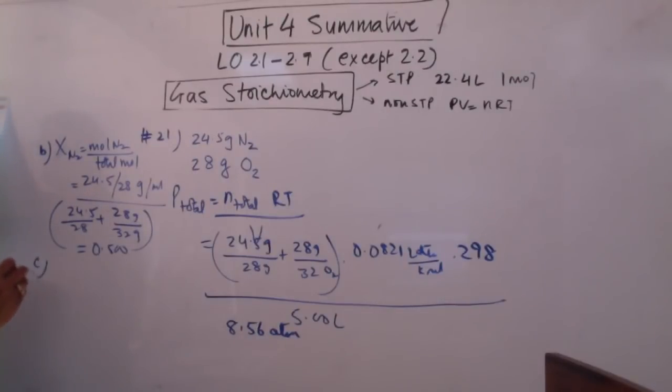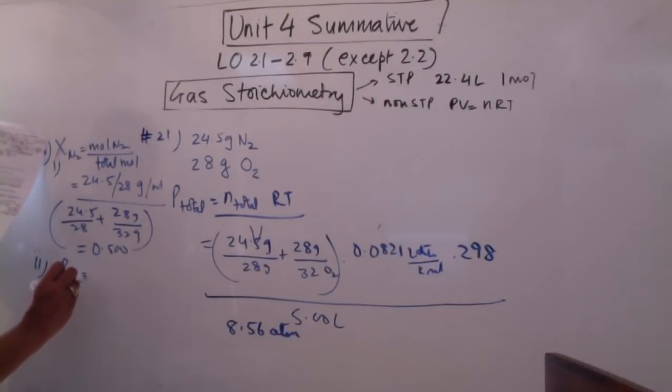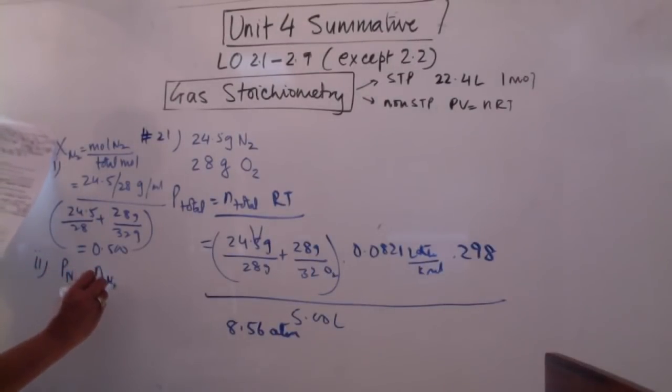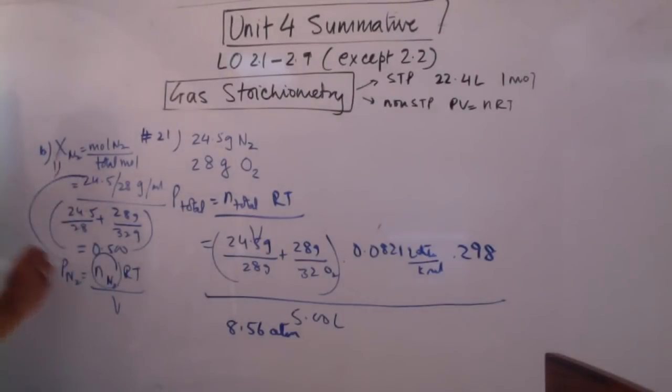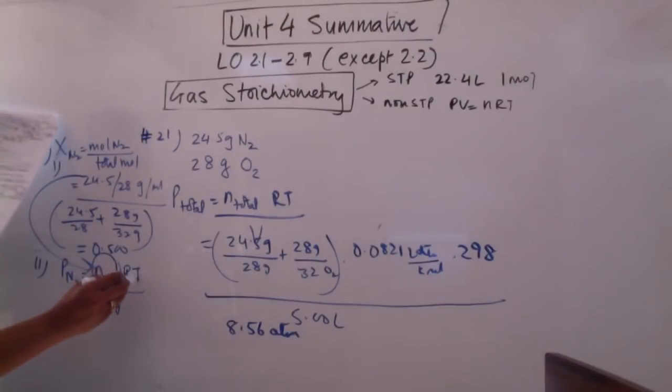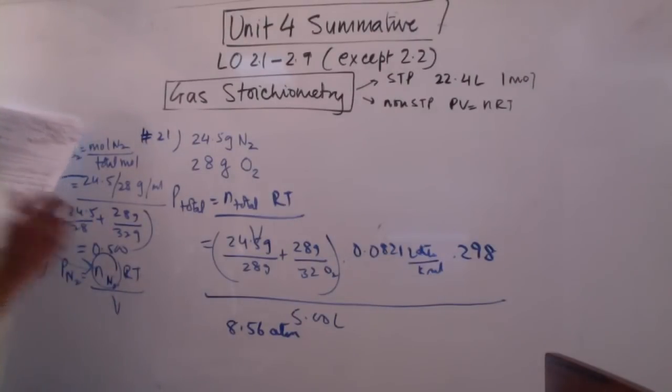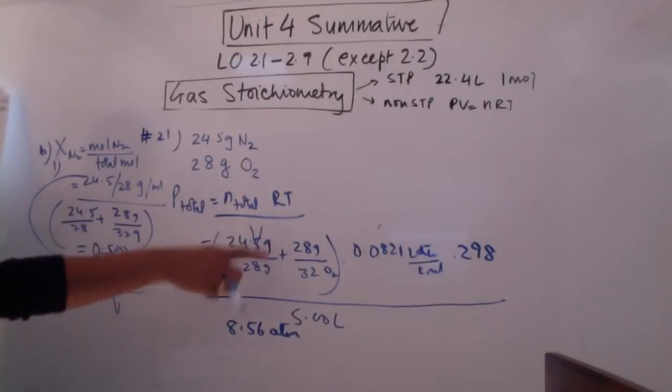Then part C asks, oh, there is I and II. II says the partial pressure of nitrogen will be how much? Partial pressure of nitrogen will be moles of nitrogen RT over V. And you get moles of nitrogen from here. You know R, you know T, oh, your T has changed now, right? So your T is now 280. It was a different T there.